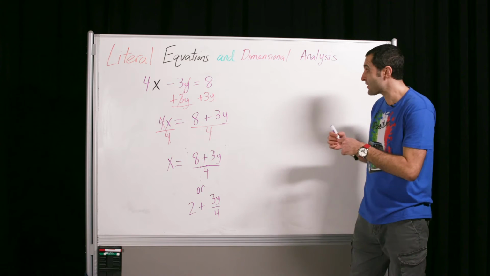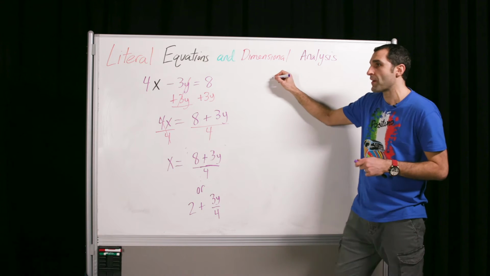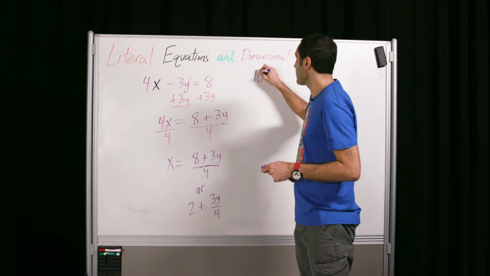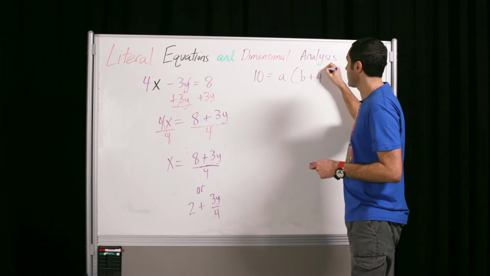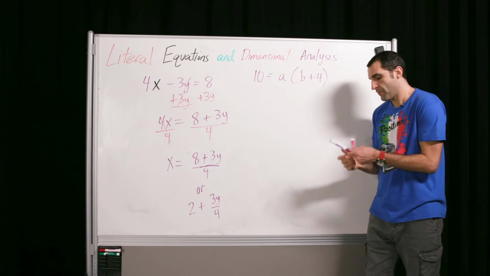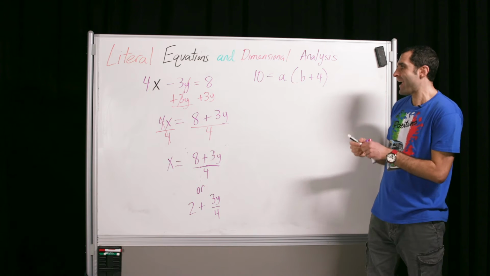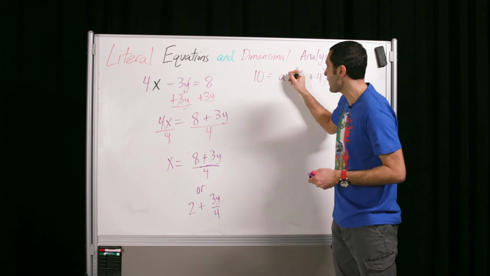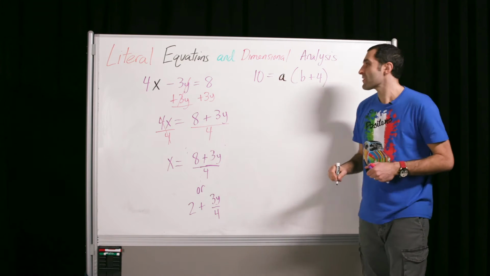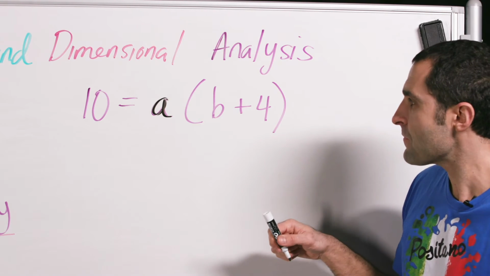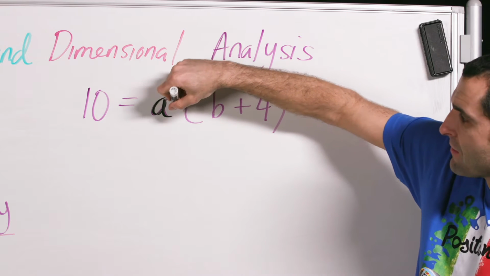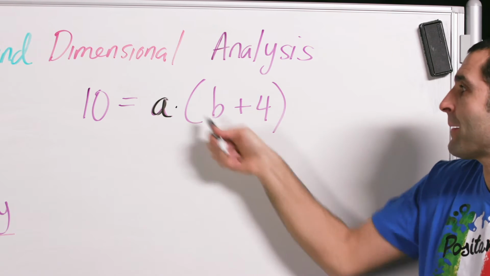Let's try another literal equation in which we can solve for a variable. I'll give you this same equation twice, solving for different things. The first one we're going to solve for is the a. So here, solving for a. So the question is, why is a not by itself? It's this b plus 4. In fact, we can cue our minds. That's a times b plus 4.